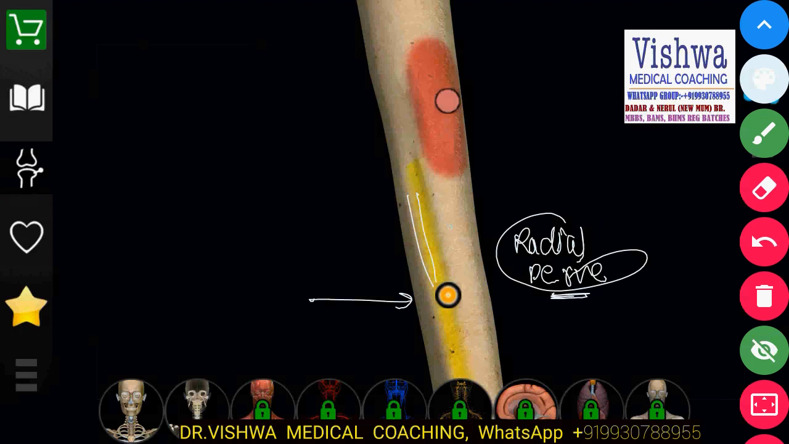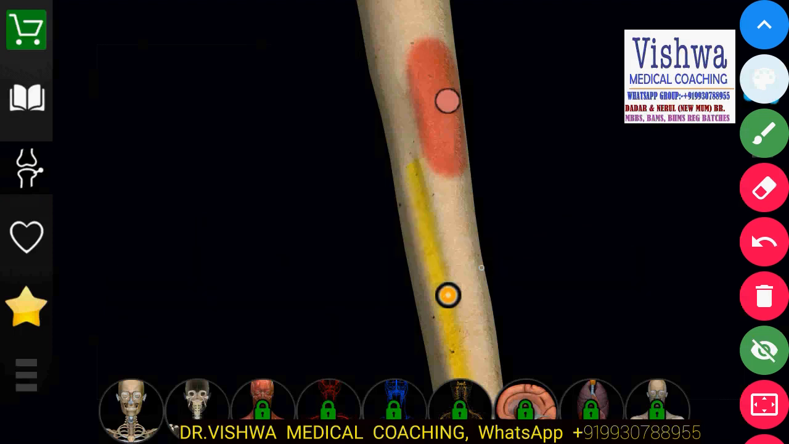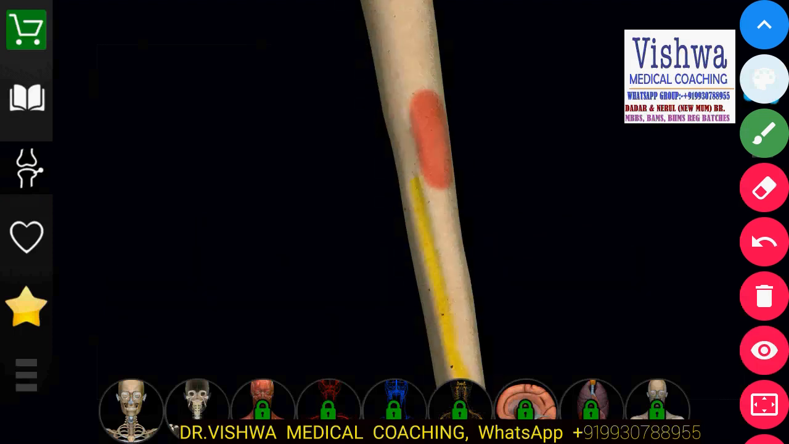And remember, it is very near to the bone, so it is very commonly involved in fractures of the humerus. You must have read about Saturday night palsy. Saturday night palsy is because of injury to this nerve, which is very near to the bone in the radial groove.